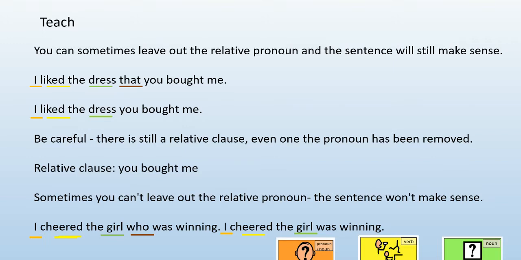Sometimes you can't leave out the relative pronoun. The sentence won't make sense. I cheered the girl who was winning, or I cheered the girl was winning. So as you can see, the second sentence does not make sense without the relative pronoun.